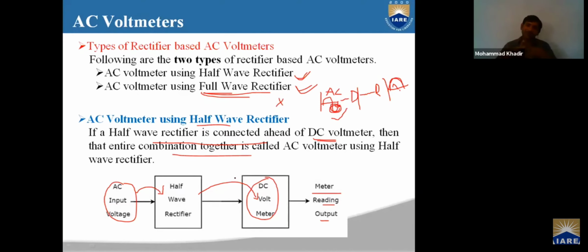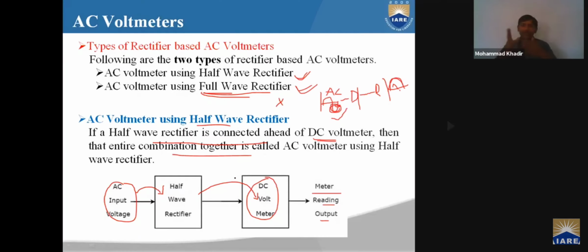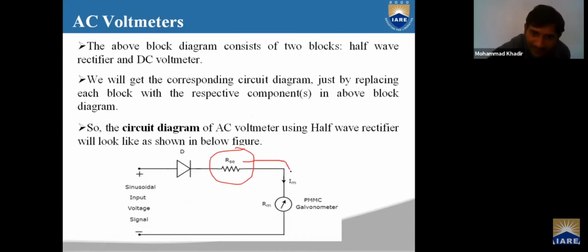The diode converts it into half part of DC. If you want to choose an AC measurement in series with the PMMC, here DC is not there. In the DC voltmeter, only the series resistance RSC is present in series with the PMMC. Now I am connecting the rectifier in series with the resistance. Then it is called an AC voltmeter using a half wave rectifier circuit.